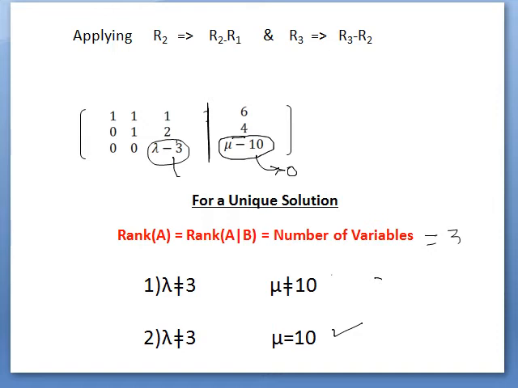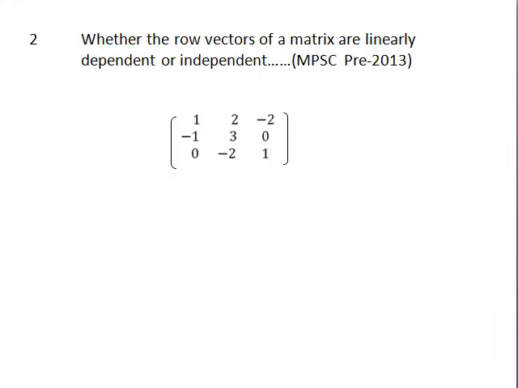Next we will switch to the second question. Second question is, state whether the row vectors of a matrix represented by this row matrix are linearly dependent or independent.